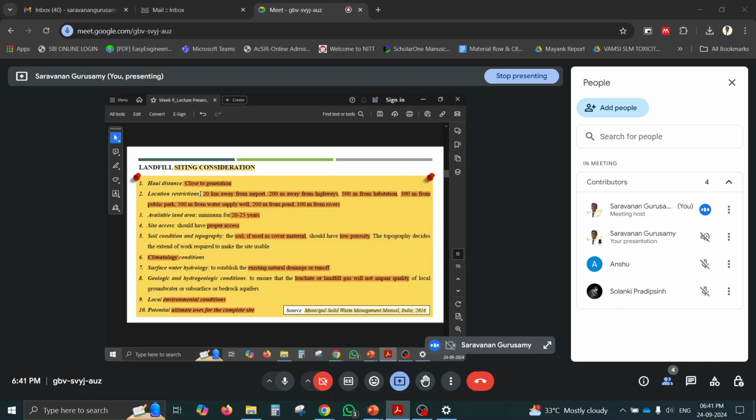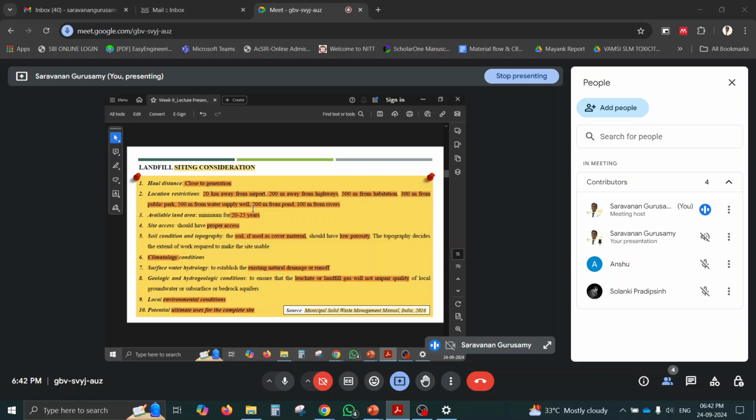So for that, we need to avoid landfill sites within 20 kilometers of airports, then 200 meters away from the highways, because some of the plastic may fly from the landfills and reach the highways. So it will again be a nuisance. So it should be 200 meters away from the highway, 500 meters from habitation, because whatever methane gas is generated will affect human health. And then 300 meters away from the public park, because children may be there.